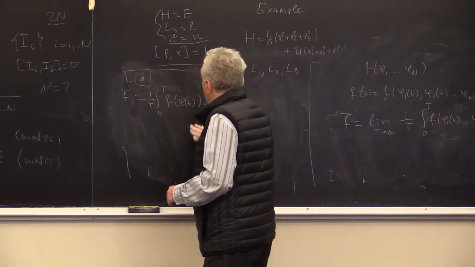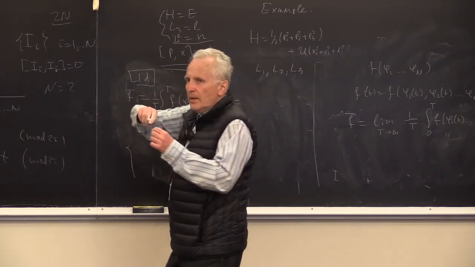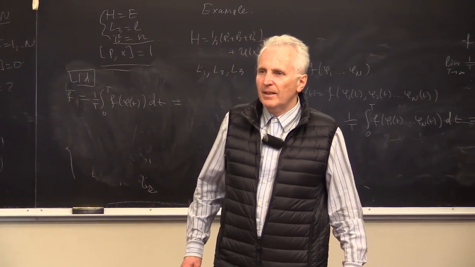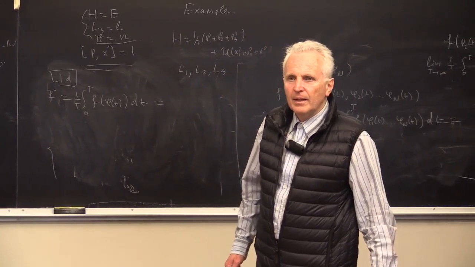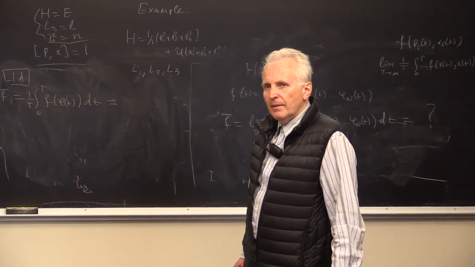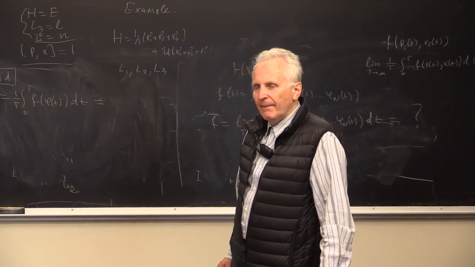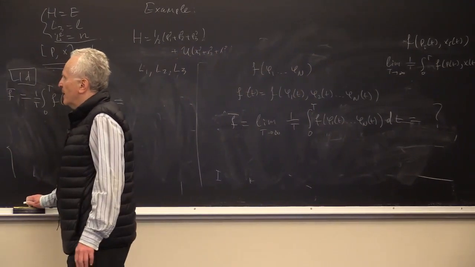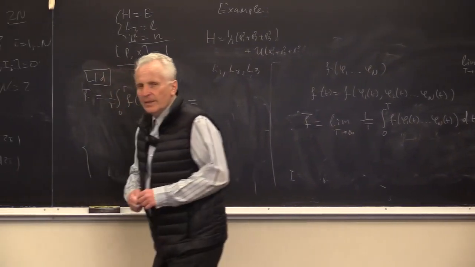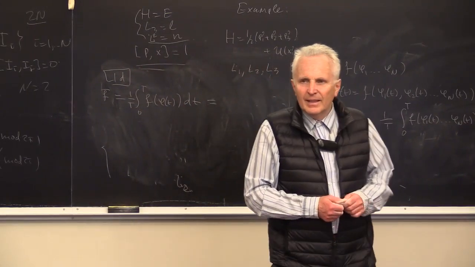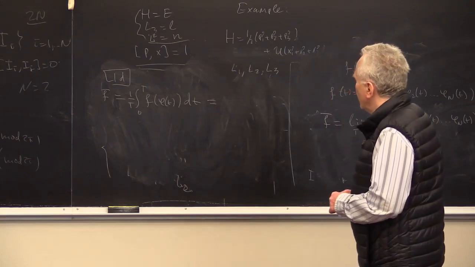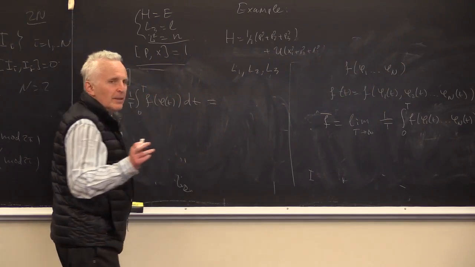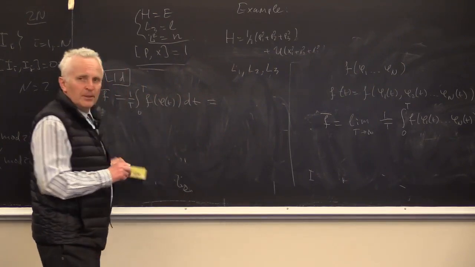1 over 2 pi, f of phi. Yeah, that's the right answer. How would you explain this? So phi dot is constant. Yes, and so d phi is equal to phi dot dt. Okay, I see.